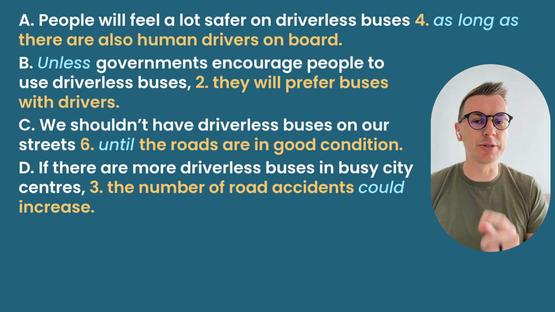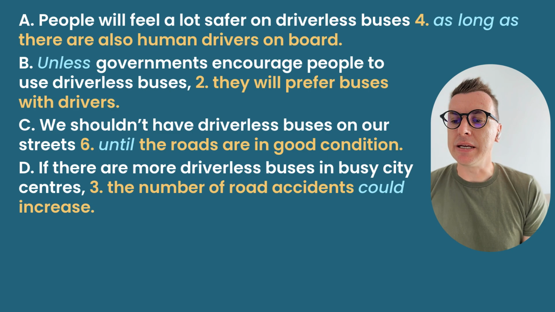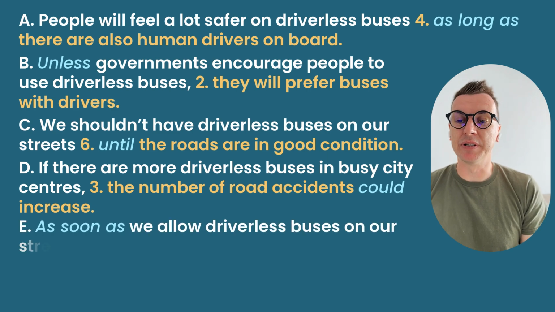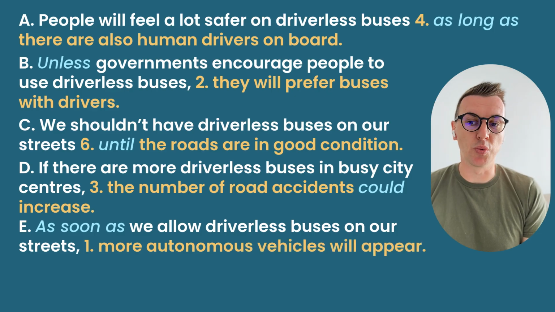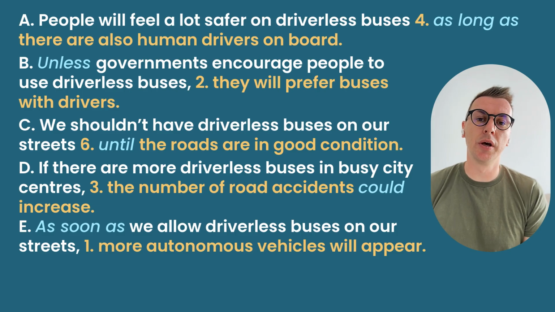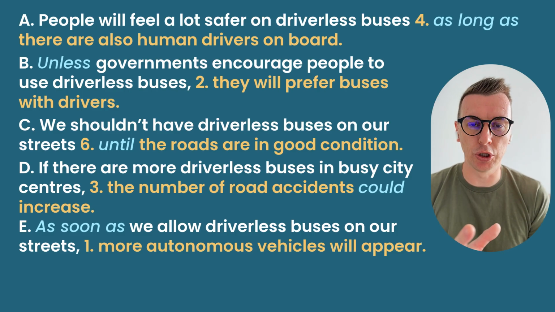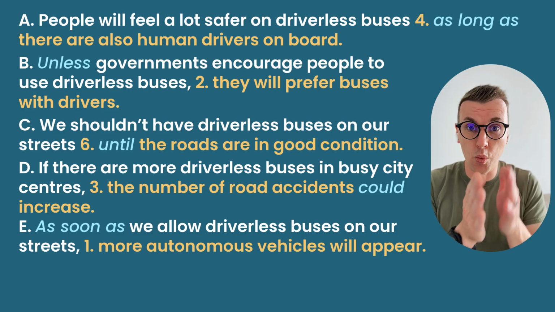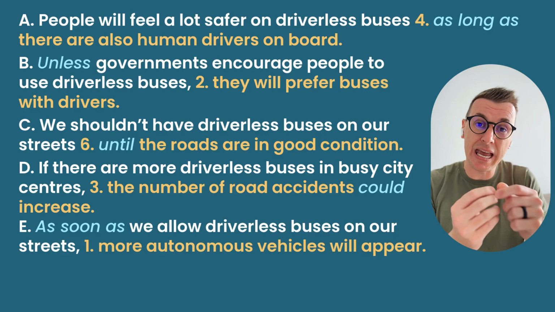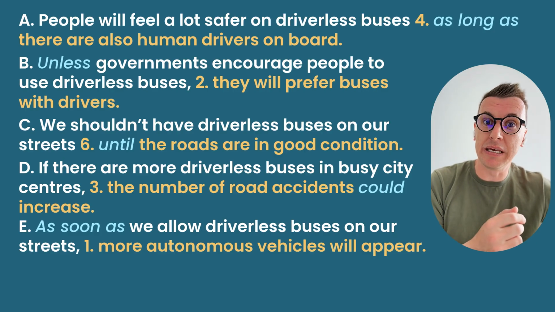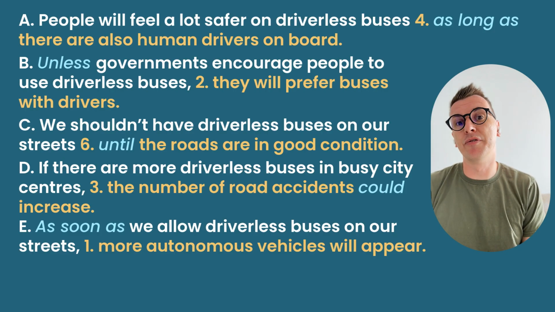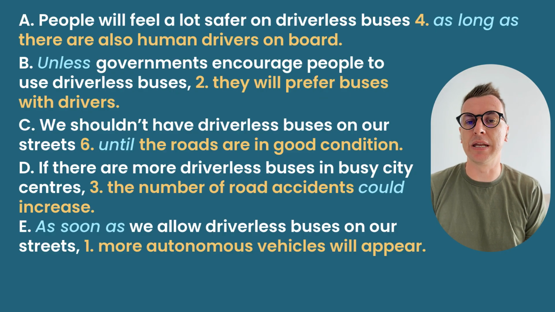Okay, let's move on. E, as soon as we allow driverless buses on our streets, number 1, more autonomous vehicles will appear. So again, classical result, more autonomous vehicles will appear, but as soon as. Now we shift from condition to time. It's a so-called time clause, but as soon as, like once it happens, the result will be this. So we focus on the time here, not the condition anymore.